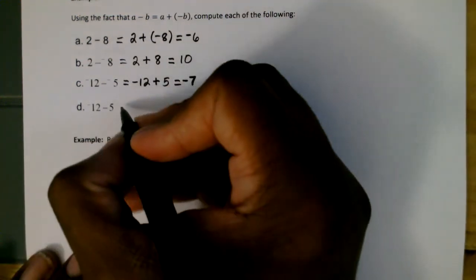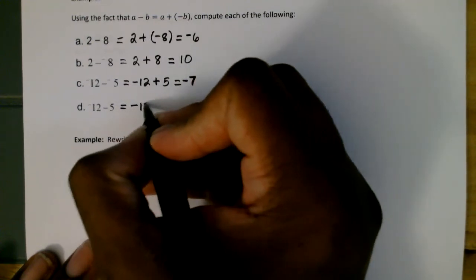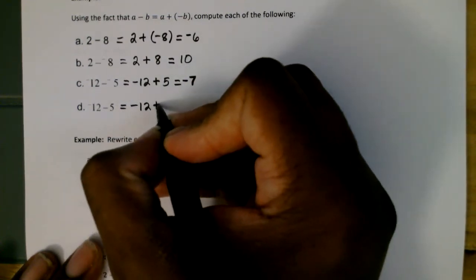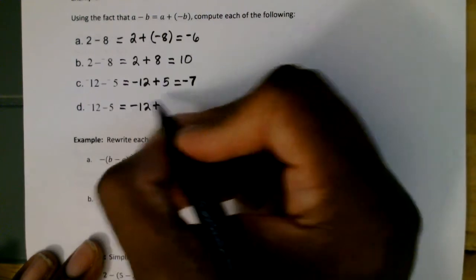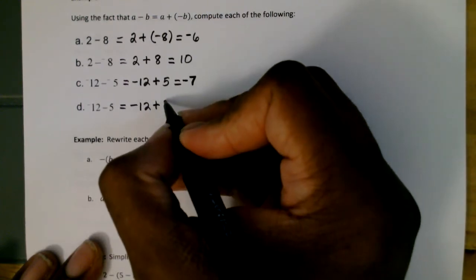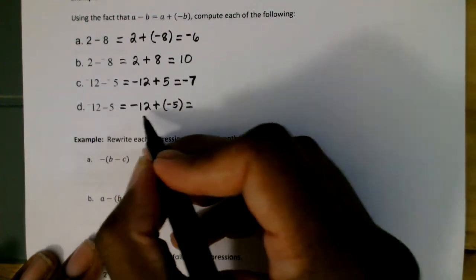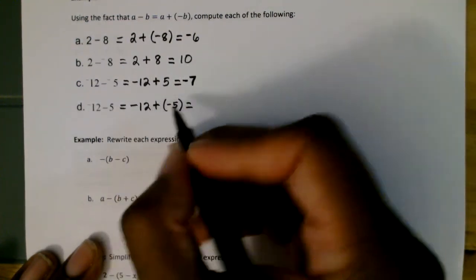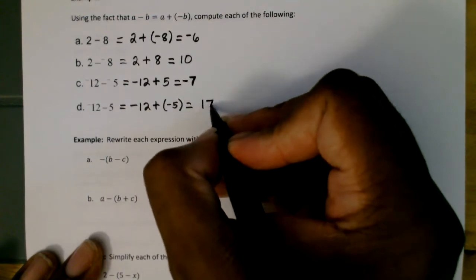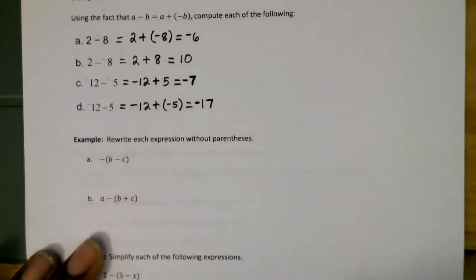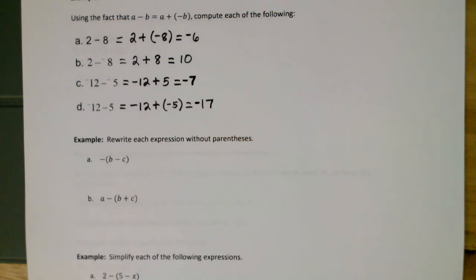And then negative 12 minus 5. Well, I'm subtracting 5, so that's the same as adding the opposite of 5. That's negative 5. Well, I'm adding two integers with the same sign, so I can add 12 and 5, that's 17. I keep the same sign, so it'll be negative 17.